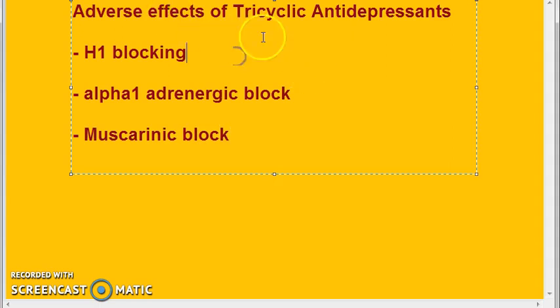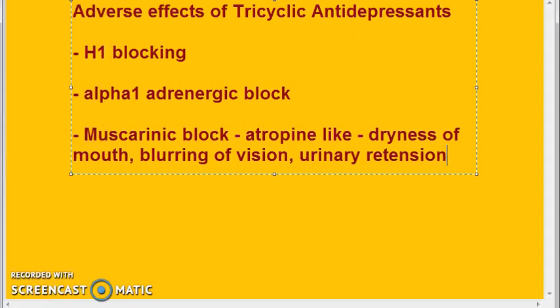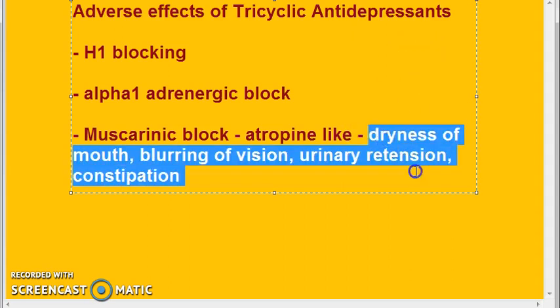So these three will lead to some side effects. Muscarinic block you can actually write first. You can write how it will cause atropine-like side effects like dryness of mouth, blurring of vision, right? Then what else? Urinary retention, very good. Yes, urinary retention, then constipation.